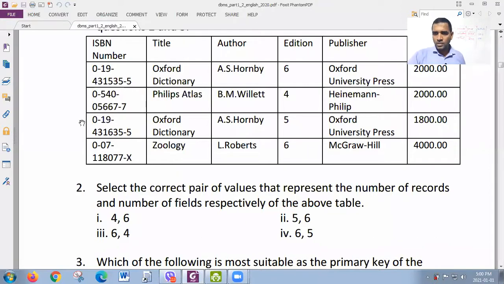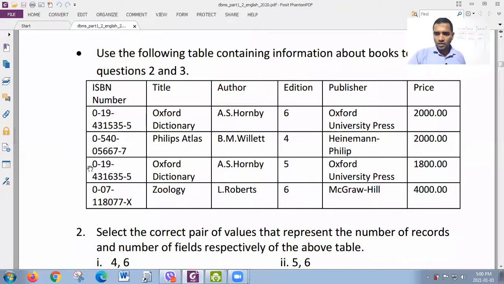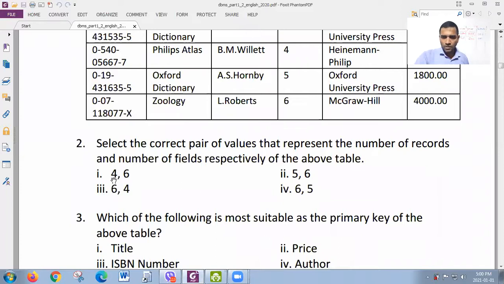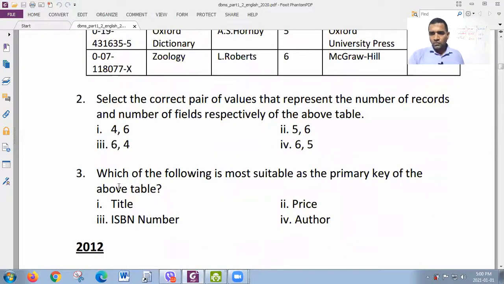So how many records are there? This is the first record, second record, third record, fourth record. So four records. How many fields? 1, 2, 3, 4, 5, 6. So four records, six fields, 4, 6. First answer, right? Second, which of the following is most suitable as the primary key of the above table?